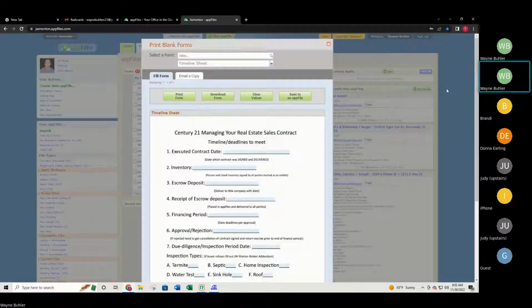And there's another key part to that: signed and delivered. Delivered to the title company? No, not to the title company, to the respective people. Right. So again, in today's age, we're using a lot of e-signatures.